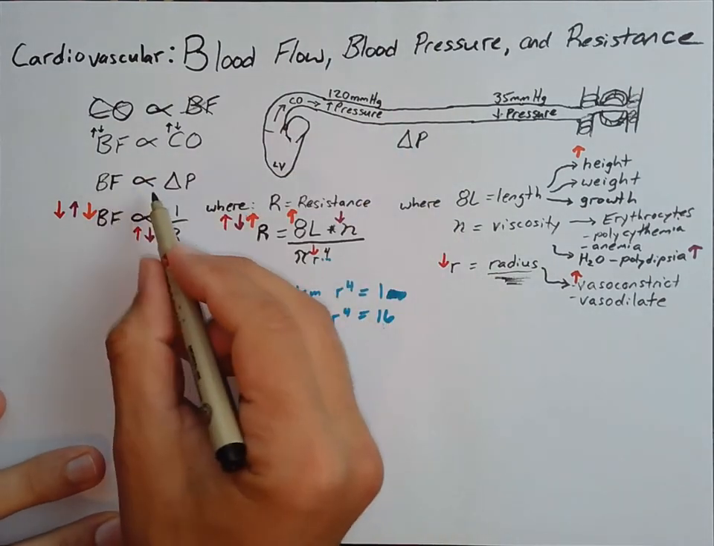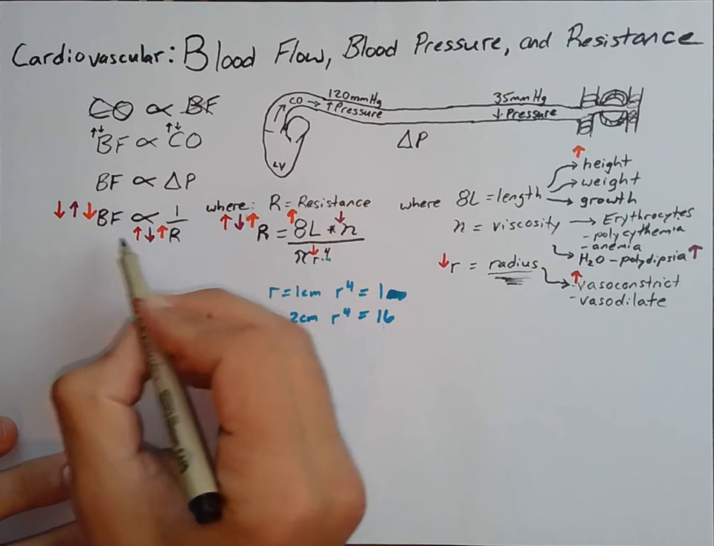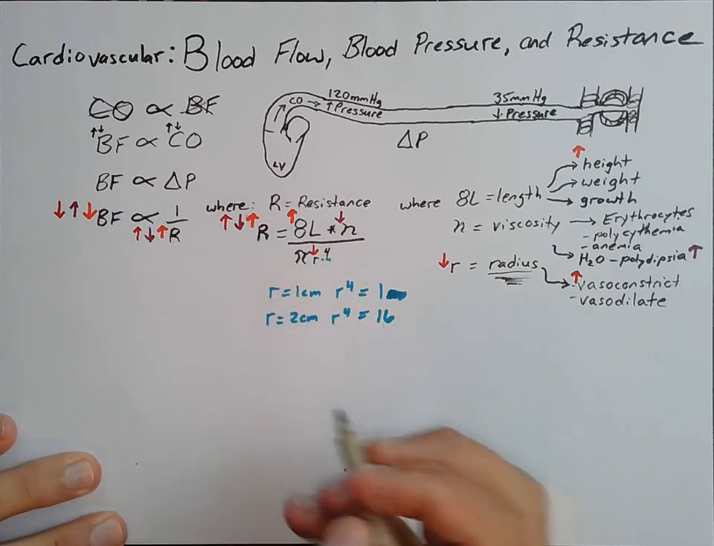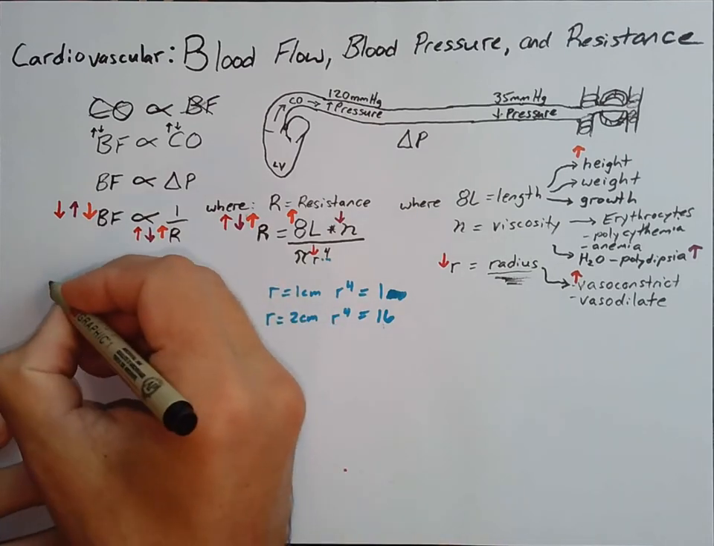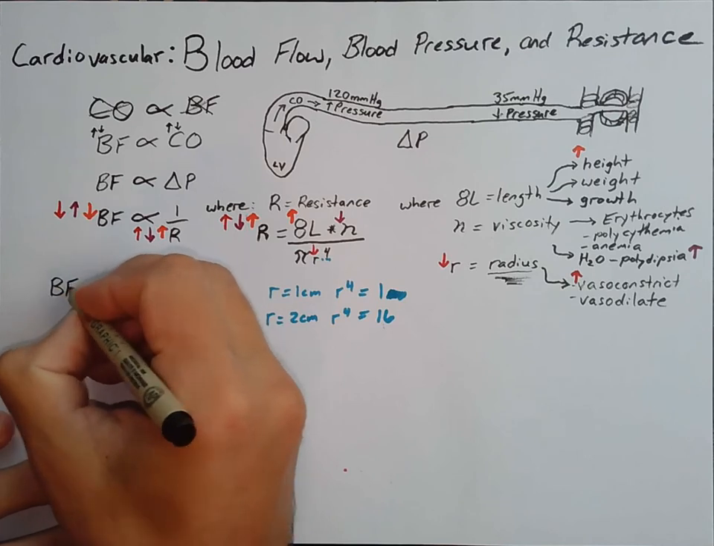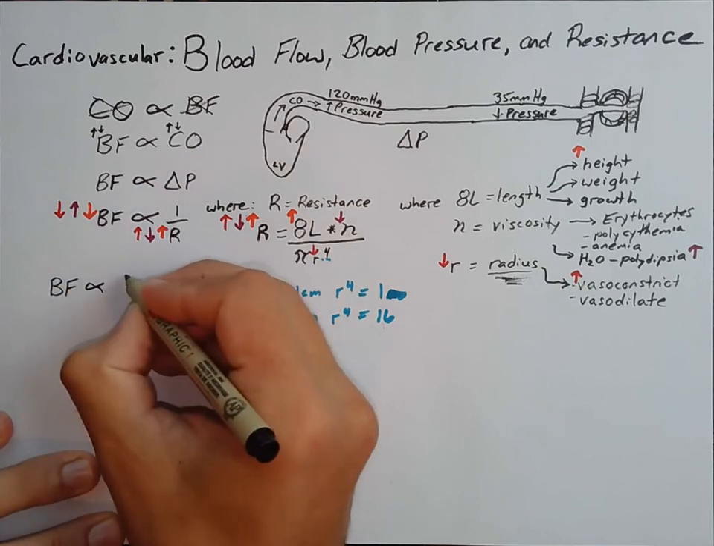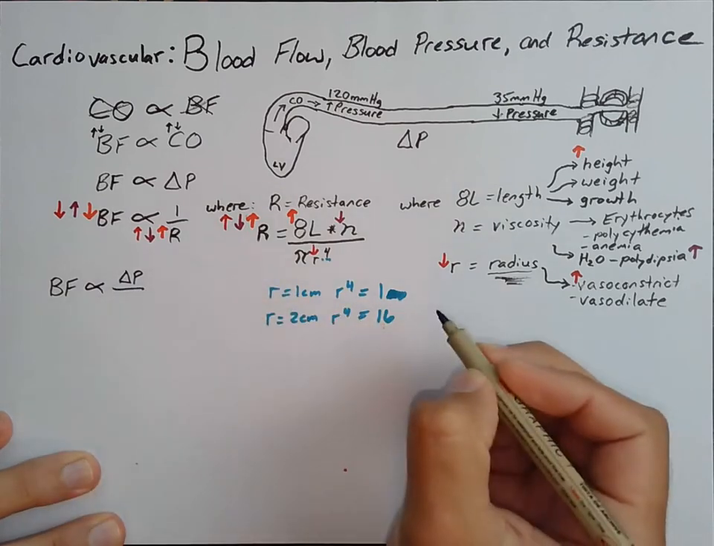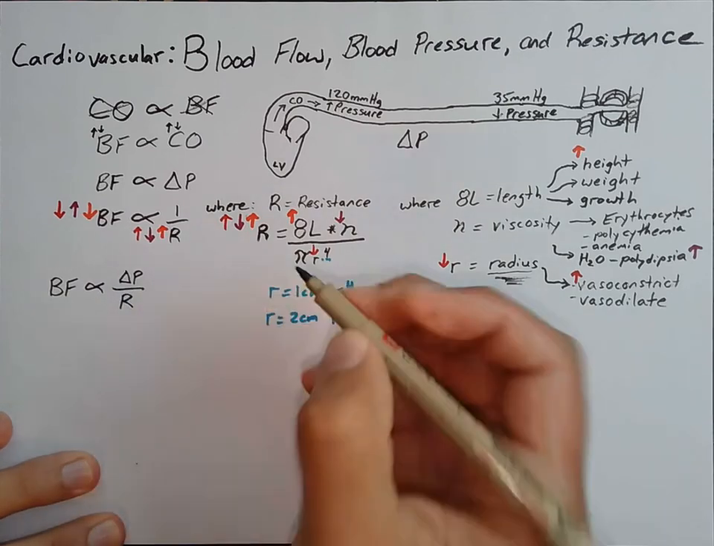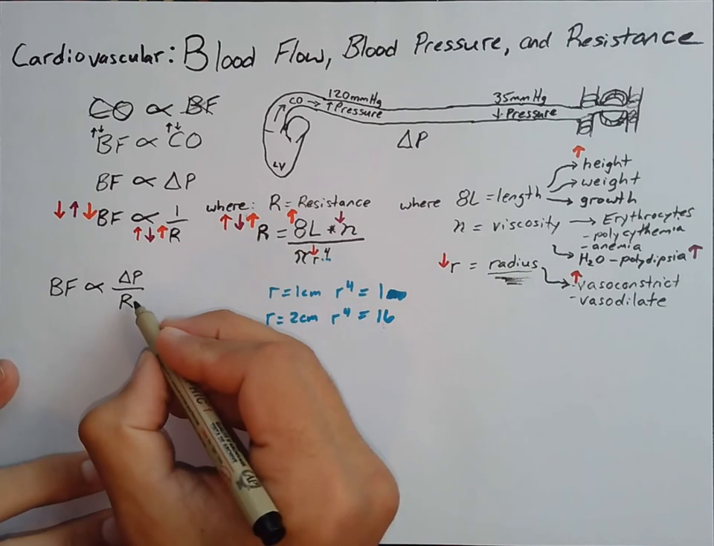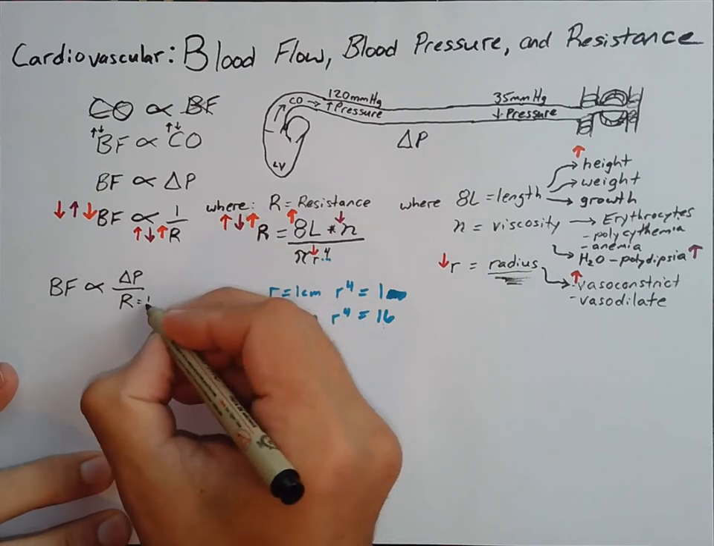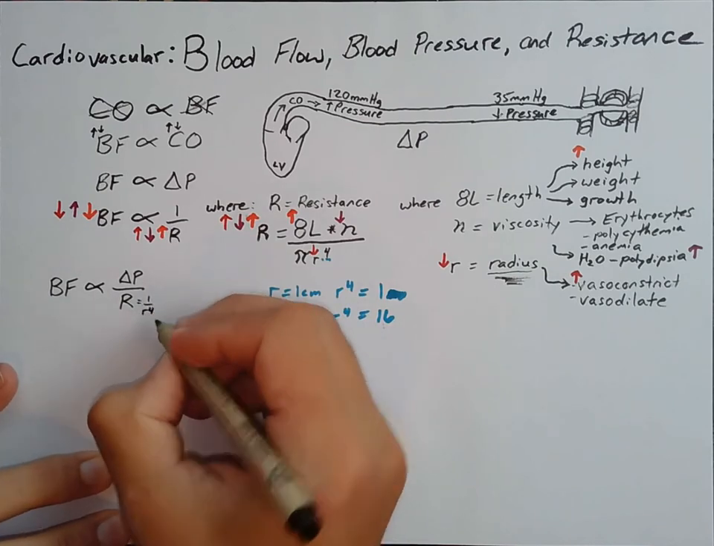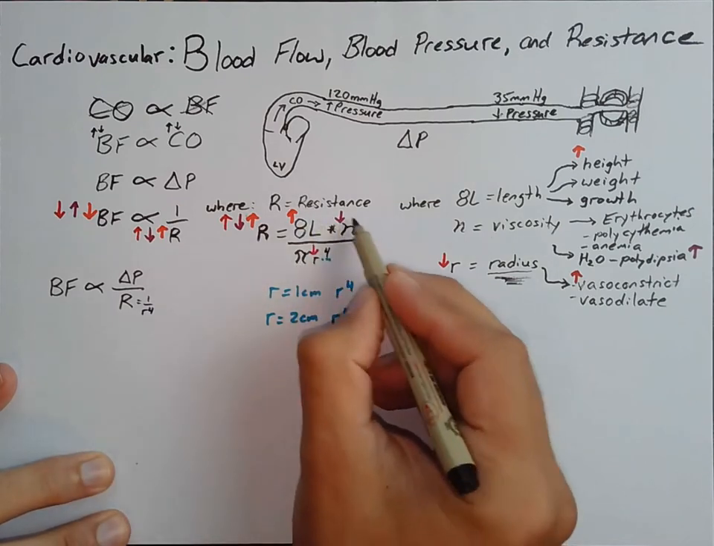So if we know blood flow is proportional to delta P, but we know blood flow is inversely proportional to resistance, then we can say blood flow is simply proportional to delta P over resistance. And since we know resistance is equal to 1 over r to the fourth, that is going to be the most important part of this.